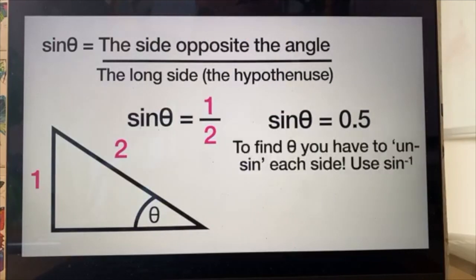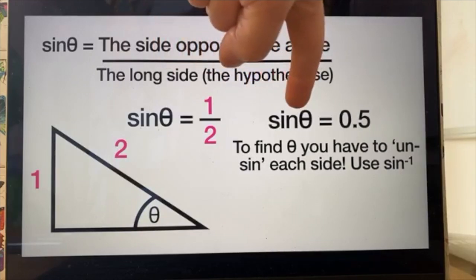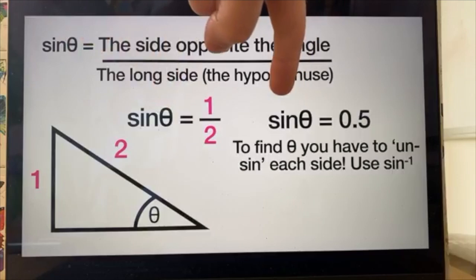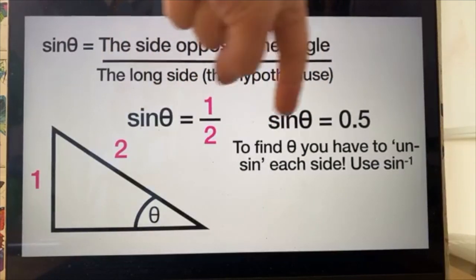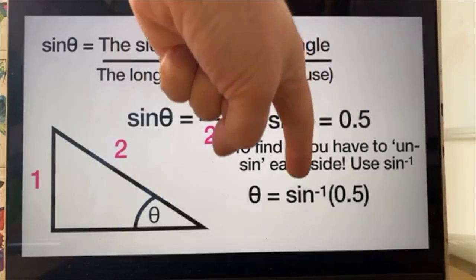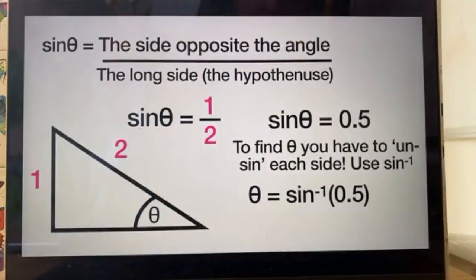So what you need to do is like unsign each side. And unsigning something means sine minus 1. I'm going quickly because a lot of you know, if you don't know, you are going to have to look up trigonometry. But I thought rather than just keep banging on about sine and you have no idea what it means. So to find theta, you unsign each side, which means sine minus 1. So if you do sine minus 1 of sine theta, you just end up with theta. And if you do sine minus 1 of 0.5, you end up with sine minus 1 of 0.5.